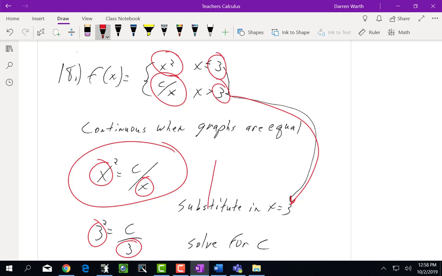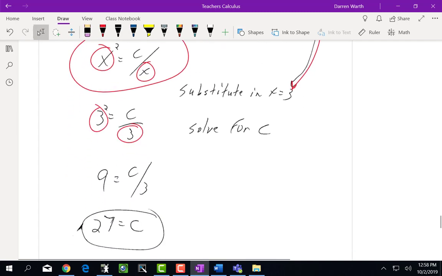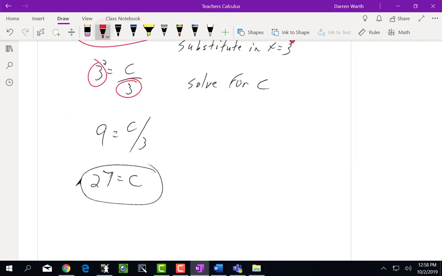Now that I've substituted those in, I'm just going to go ahead and solve it. Solving for c. So solving for c, I'm going to go ahead and take 3 squared as 9 over c over 3, times both sides by 3. And I get 27, and it's equal to my c value.